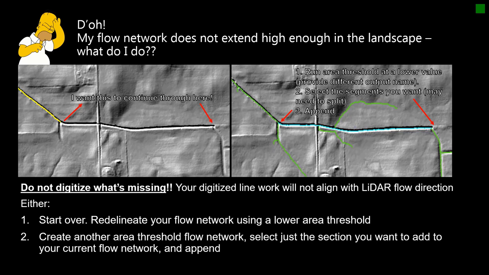What you do not want to do ever is digitize what is missing. You never ever want to manually go in and draw a line that you would add to your area flow network. It is not going to align to your LiDAR-derived flow direction, and therefore you will not be able to run future tools to get your stream reach.